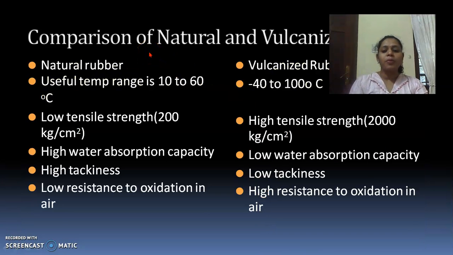When we compare the properties of natural rubber and vulcanized rubber: natural rubber, as said before, can be used in a temperature range of 10 to 60 degrees centigrade, while vulcanized rubber can even be used for low temperature applications, from -40 to 100 degrees centigrade. Natural rubber has low tensile strength, while vulcanized rubber has high tensile strength. Natural rubber has high water absorption, vulcanized has low; natural has high tackiness, vulcanized has low; natural has low resistance to oxidation, vulcanized has high. So vulcanized rubber can be used for several applications.